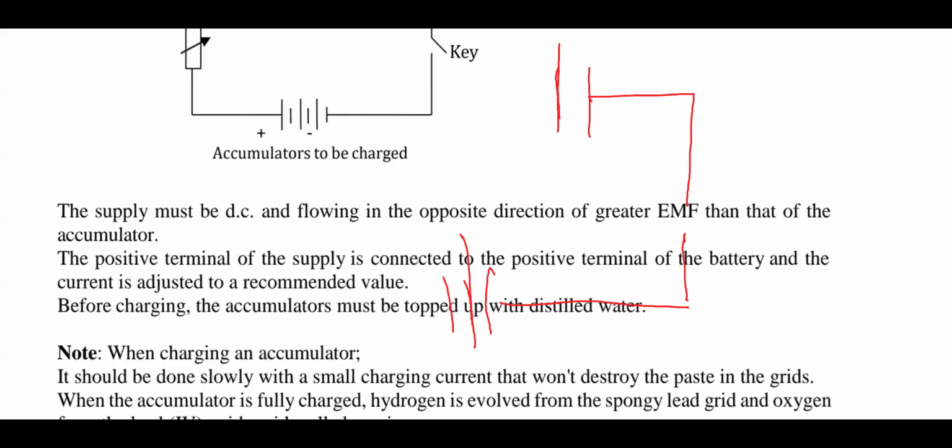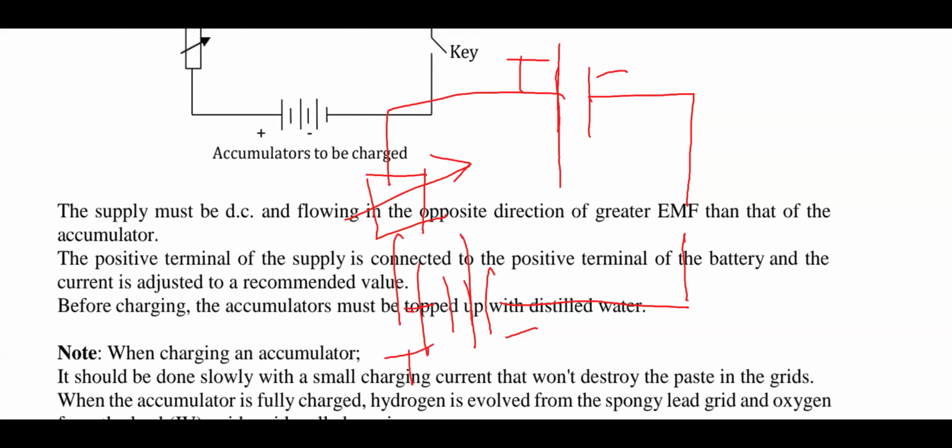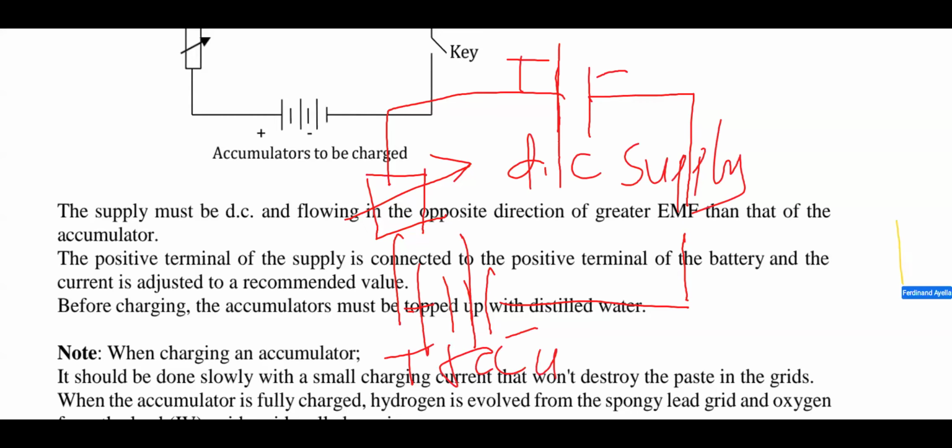Connect it. Then we put a rheostat here, which is our rheostat. Then you connect it to this. Now, after you've drawn it and connected it, this is where we have the negative charge and the positive charge. This is the DC supply, because our power supply must be a DC. Then this is the accumulator, then this is a rheostat, then this is a switch.